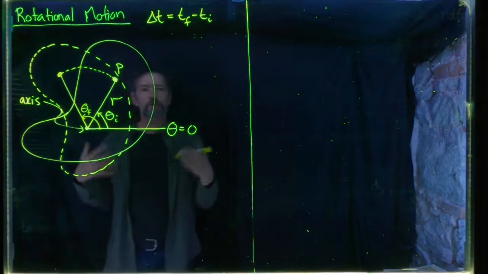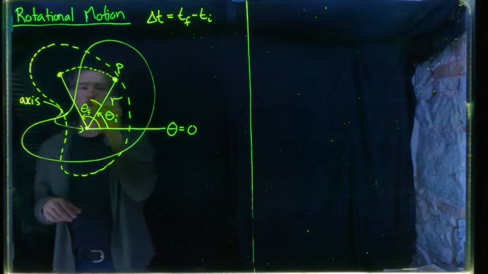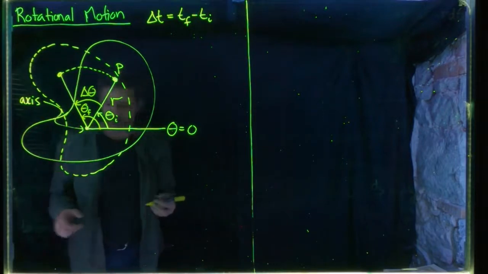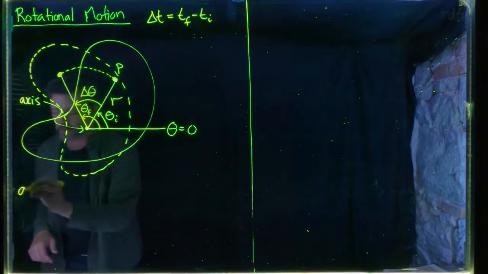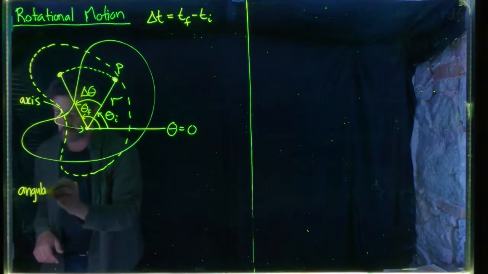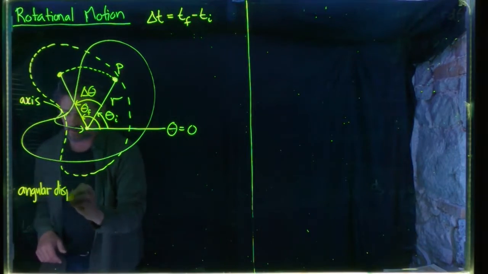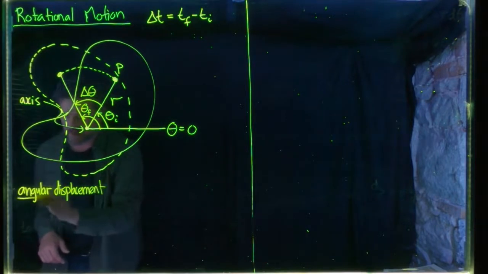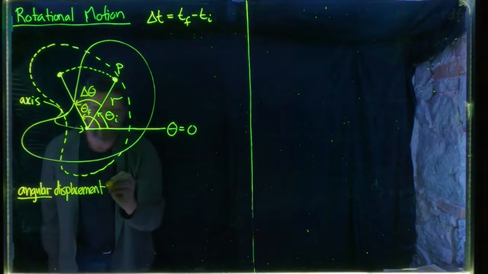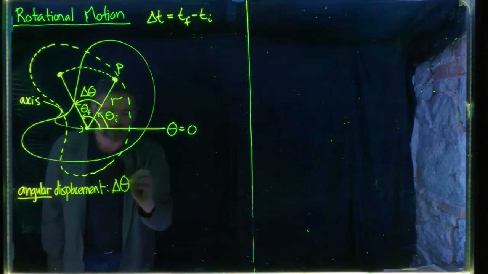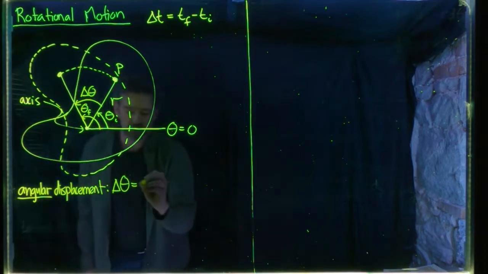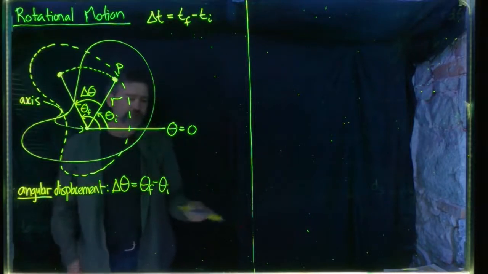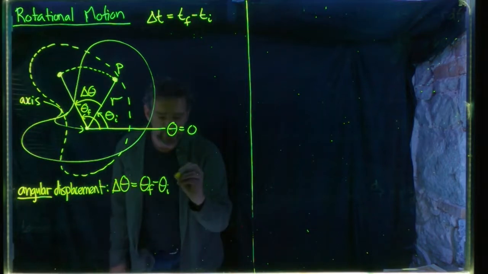And so the change in the angular position, or the angular displacement, is delta theta, theta final minus theta initial. So we will define the angular displacement, delta theta, to be the change in the angular position. That's theta final minus theta initial, and that's measured in radians.